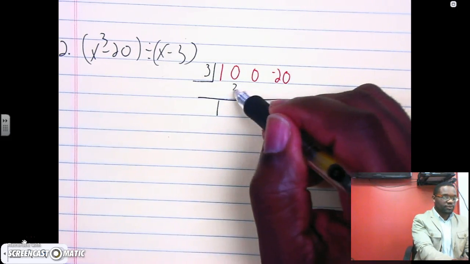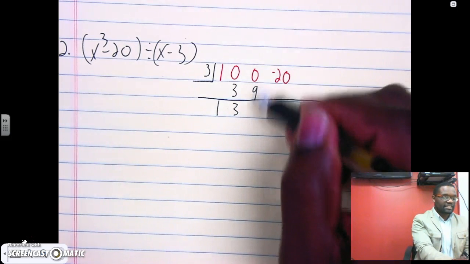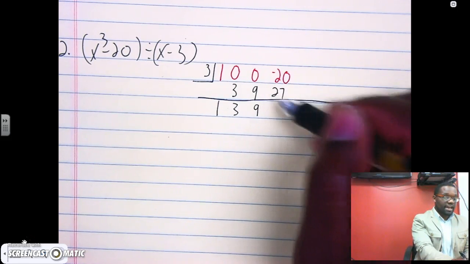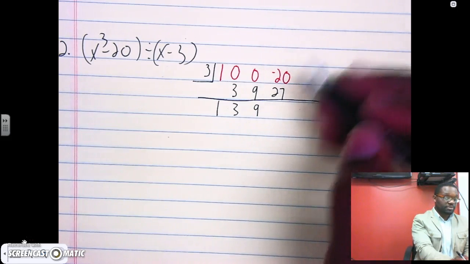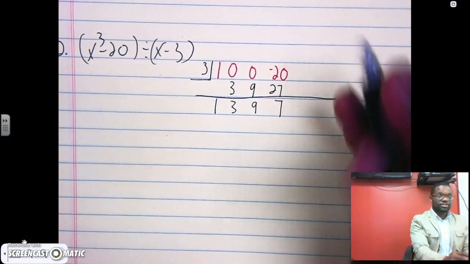3 times 1 is 3. You add those, you get 3. 3 times 3 is 9. You add those, you get 9. 3 times 9 is 27. You add those two, which you end up subtracting, and you get 7. And remember, that last column is always your remainder.